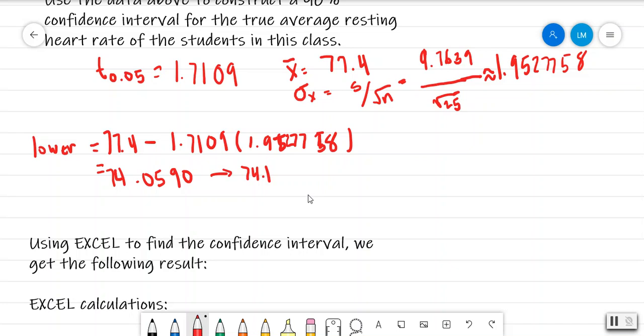That's the average heart rate. And now we can find the upper. Not the lower, I keep saying lower, the upper. That's going to be 77.4 plus or minus. Keep in mind that you could have just found the margin of error instead, and you would still get the same thing. The whole point is to find the way that works for you.